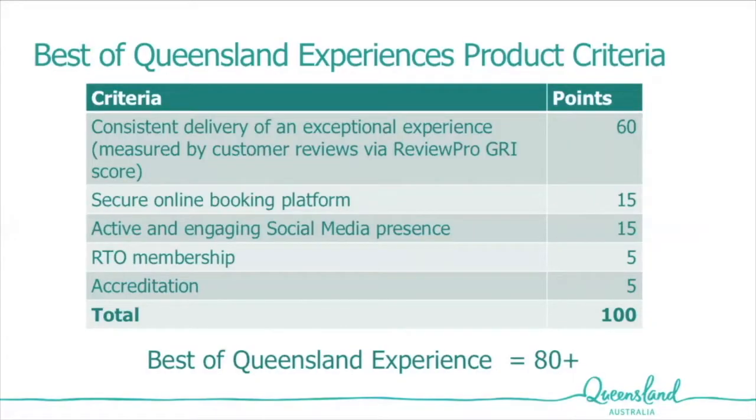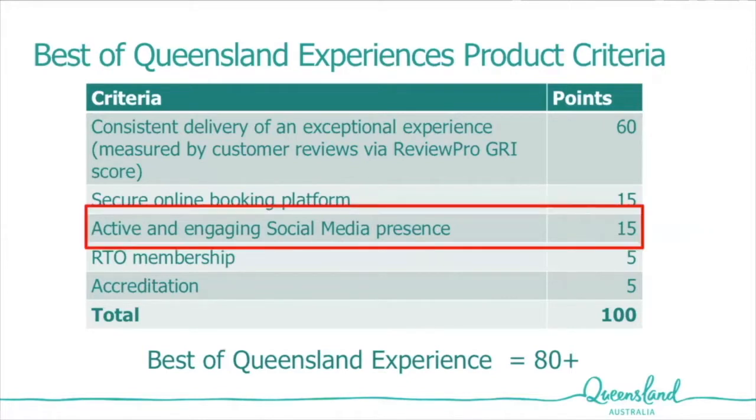So the reason that we're talking about it here is that it does include an element of active and social media presence. The main component, though, of being able to get a potential of a total of 100 points is consistent delivery of an exceptional experience. And this is measured by customer reviews via a platform called Review Pro that aggregates reviews from over 170 different platforms globally. And so it looks at overall scores based on the Review Pro aggregation model. And you've got to have had at least 25 reviews in the last 12 months.